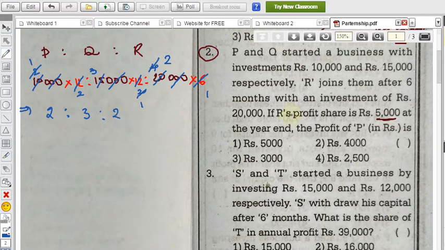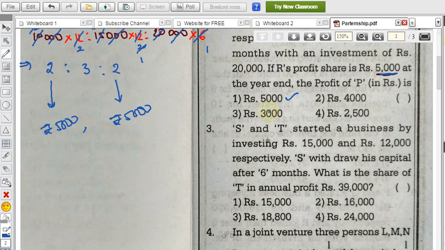Now the question is, if R's profit is 5,000, then surely the profit of P must also be rupees 5,000, because it is 2 is to 2, the same ratio. So the same profit they should get. If they asked for Q, we have to find out using the ratio 3, or calculate again. You can take this.